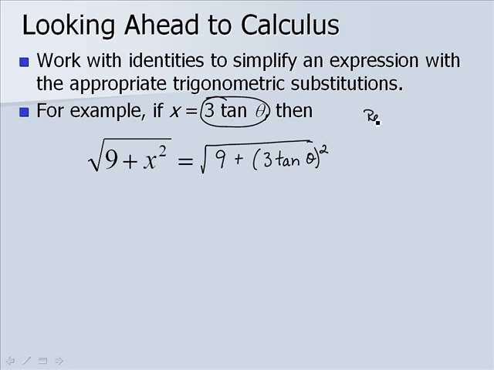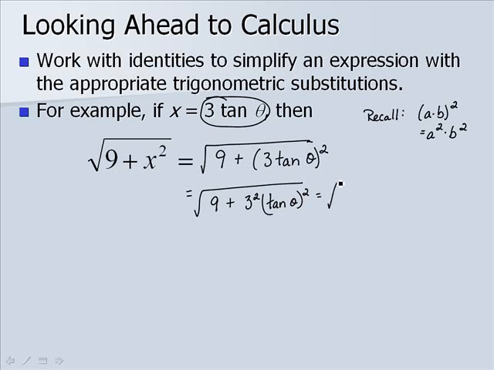Now recall from algebra, when you have two things being multiplied, raised to a power, both of them will receive that power. So we end up with the square root of 9 plus, now 3 squared, and then tangent of theta squared. So that is the square root of 9 plus 9 and then tangent squared of theta.